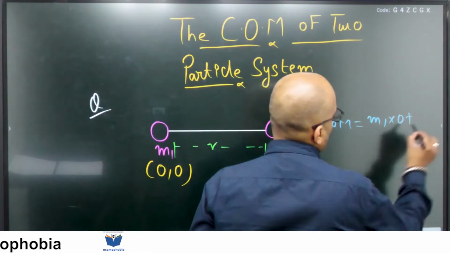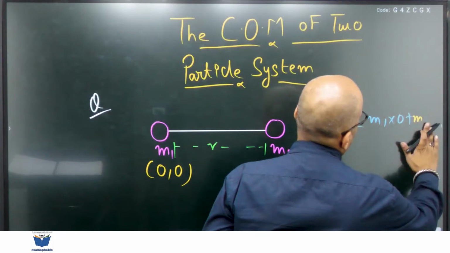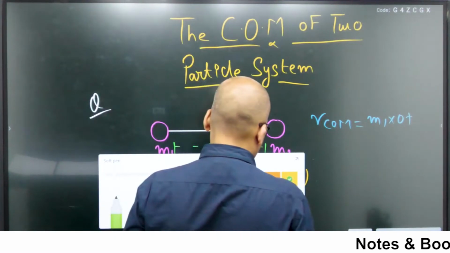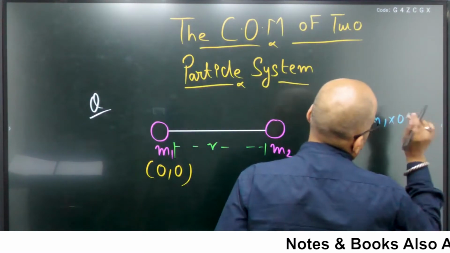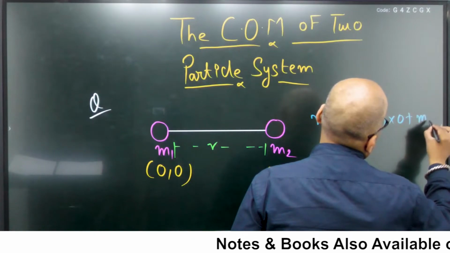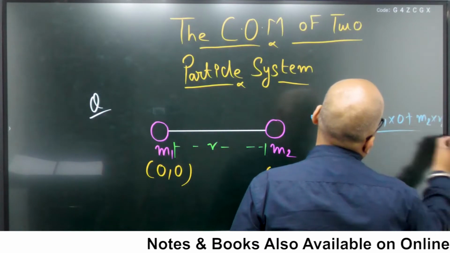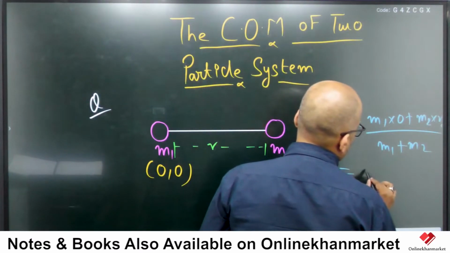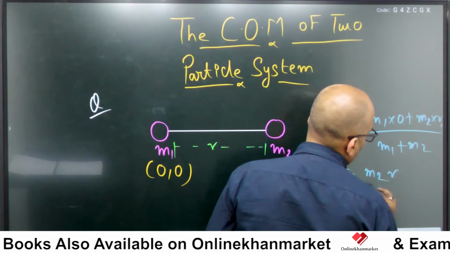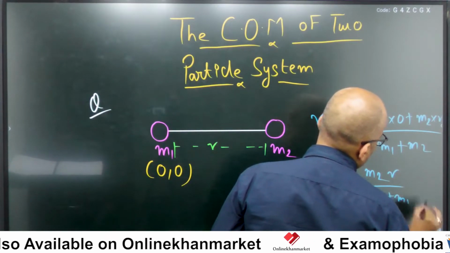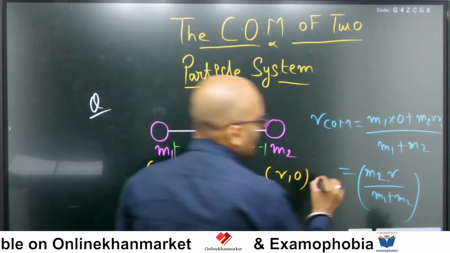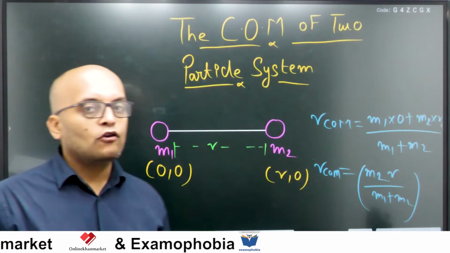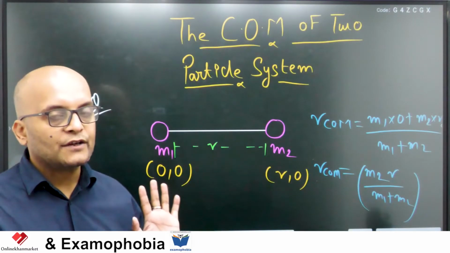So the coordinate of the center of mass will be m2 into the distance from the origin, so m2 into r, divided by m1 plus m2, right? So you will see the answer comes out to be m2 r upon m1 plus m2. Yes or no? These are the coordinates of the center of mass. Okay, this is the first scenario.